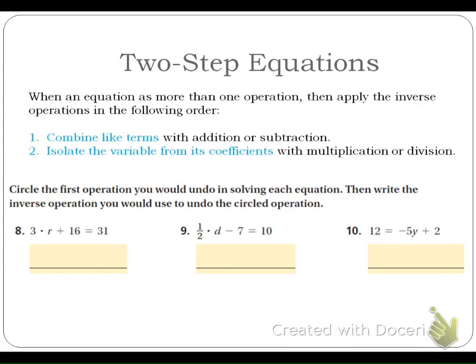So I'm going to get my pen out. Okay. In the first problem there, problem 8, it says 3r, which means 3 times r, plus 16 equals 31. You must do any addition or subtraction first, so that means we need to get rid of this constant first. That plus 16 is currently what's being added to r, so the inverse of that would be subtraction, or subtract 16.